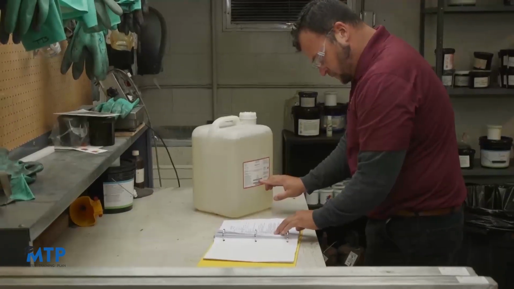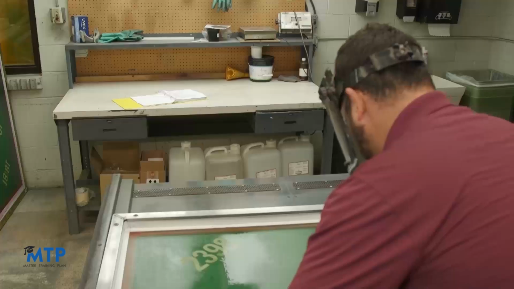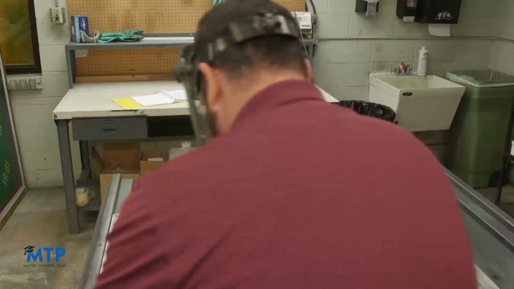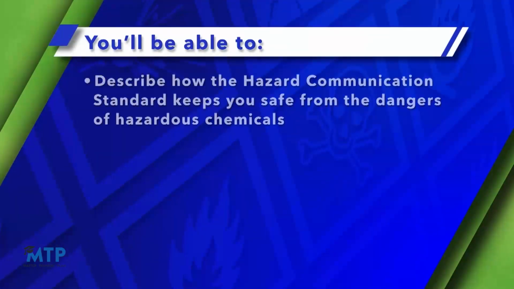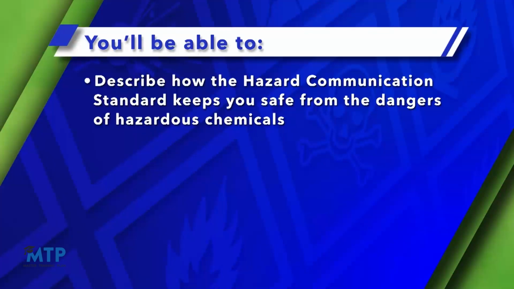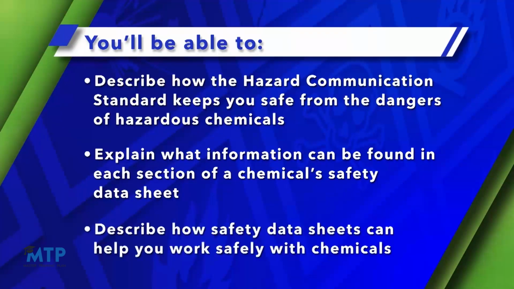This training will help you understand chemicals and how to find information about their hazards. It covers how to work safely by following a safety data sheet, or SDS. When you're done with this training, you'll be able to describe how the Hazard Communication Standard keeps you safe from the dangers of hazardous chemicals. You'll also be able to explain what information can be found in each section of a chemical's safety data sheet. By the end, you will be able to describe how safety data sheets can help you work safely with chemicals.